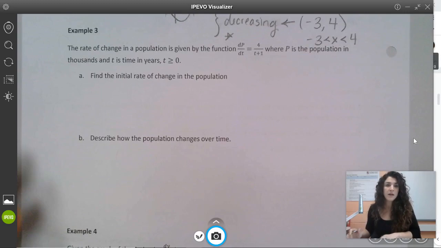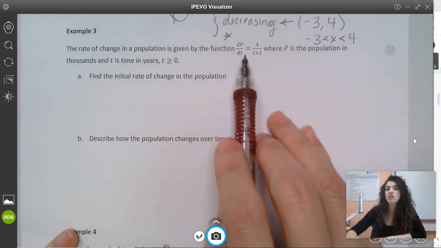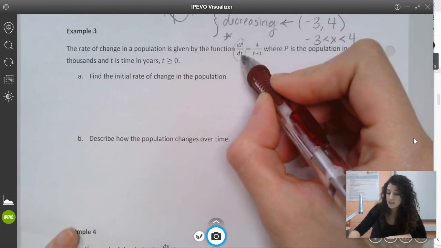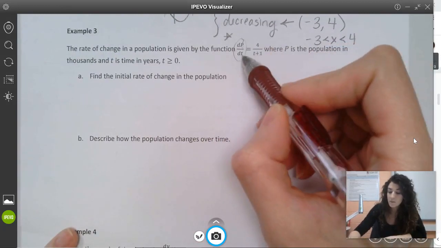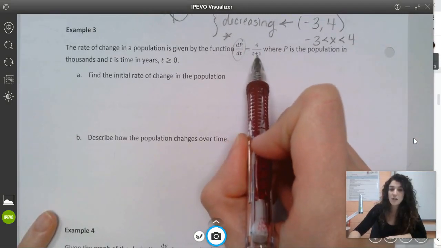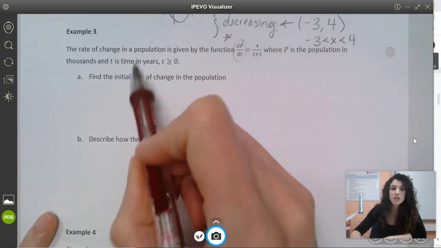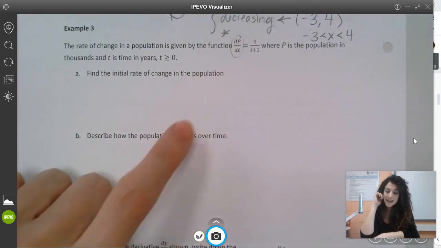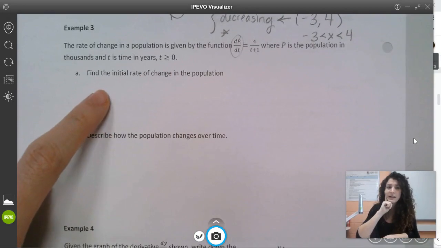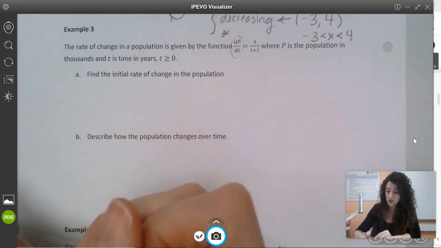Okay, example 3. The rate of change in a population is given by this function. Remember, like derivative of y with regard to x, or in this case, derivative of p with regard to t. And we have this function that is the derivative function. It says p is the population and t is the time in years. t has to be greater than or equal to 0. So it says find the initial rate of change in the population.